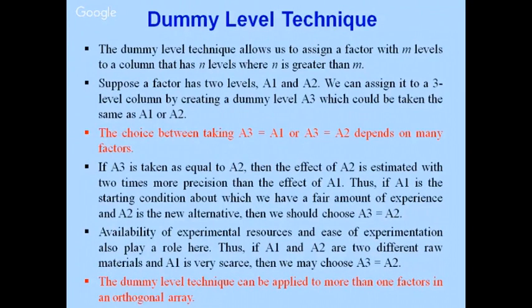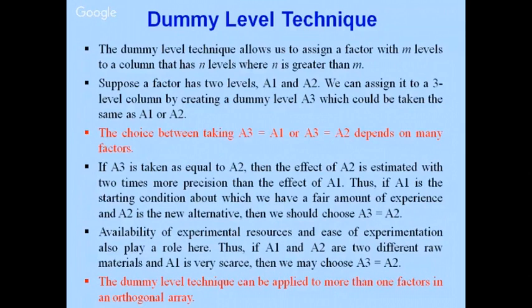So dummy level, as I talked about, is in a 3-level column if you want to fit a 2-level factor. So we can do that. What we will do is, we will take one of them. Now actually we have 2 levels, A1 and A2. But in my array, we have 3 levels, A1, A2, A3. So our choice is A3, we can take A1 or A2. It depends on many factors.